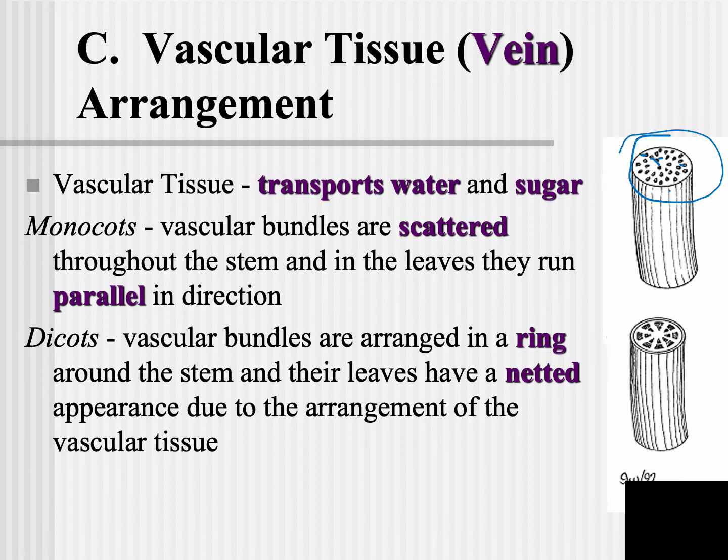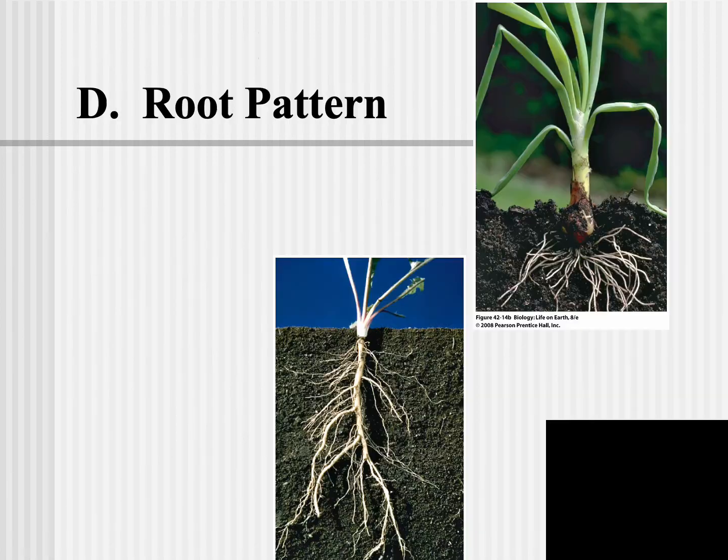Now with dicots, they have more of a ring-like pattern. I like to think of it, looks like almost like a pizza, the way you'd cut a pizza or a pie. So there are these triangle shapes in a circular motion in there.